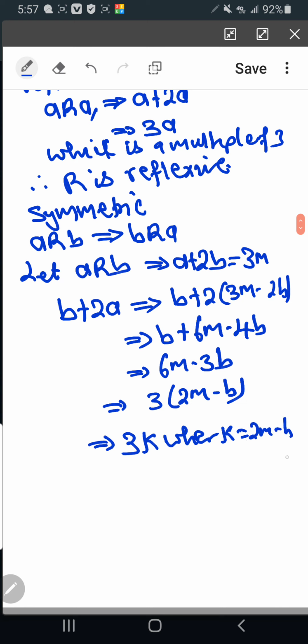And since m and b are integers, it means that k must also be an integer. Therefore, 3k is an integer, and this 3k is a multiple of 3. This is coming from b + 2a. This means b relates a. Thus, R is symmetric.